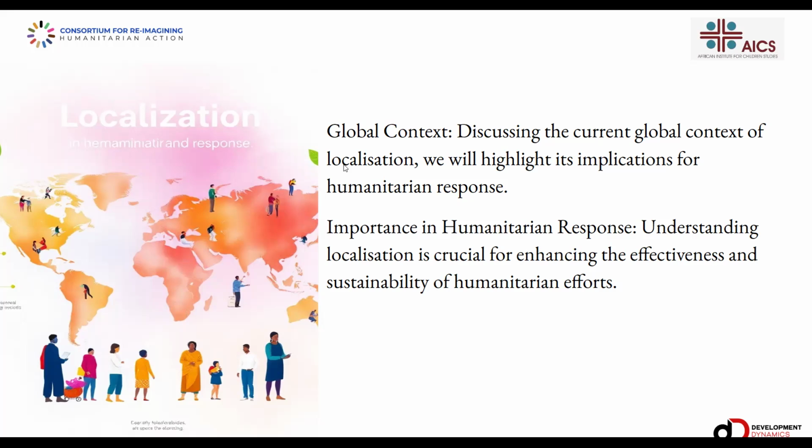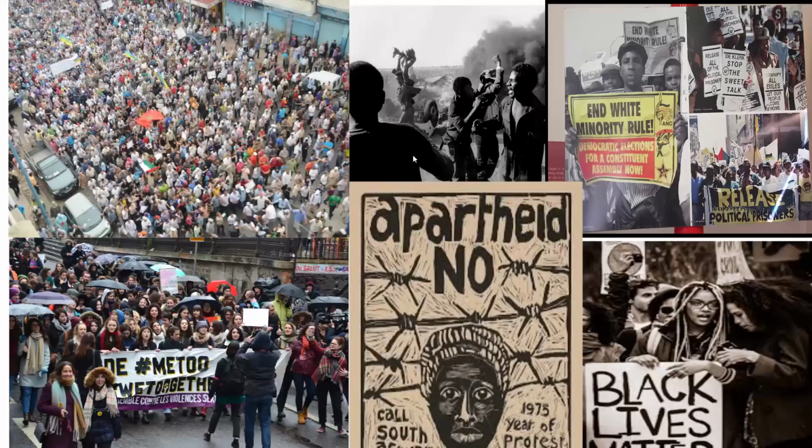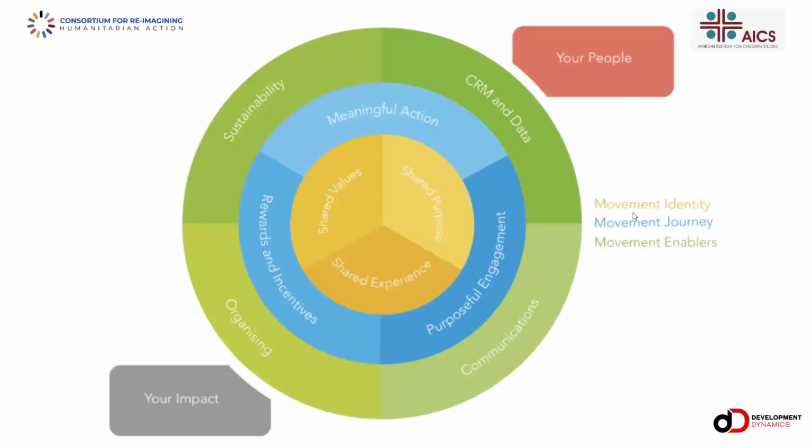so we've talked about, we've had a look at what the needs assessment was like and some of the different aspects that came out of it, especially around advocacy, leadership, resource mobilization, and localization. We've dove into a little bit of introduction to what movement building looks like, and just a brief of the kind of framework that we'll be using for our development of the movement building strategy, where we're saying that it has the movement identity, the movement journey, and the movement enablers. And we'll be able to break this down further as we're doing our action plan development.